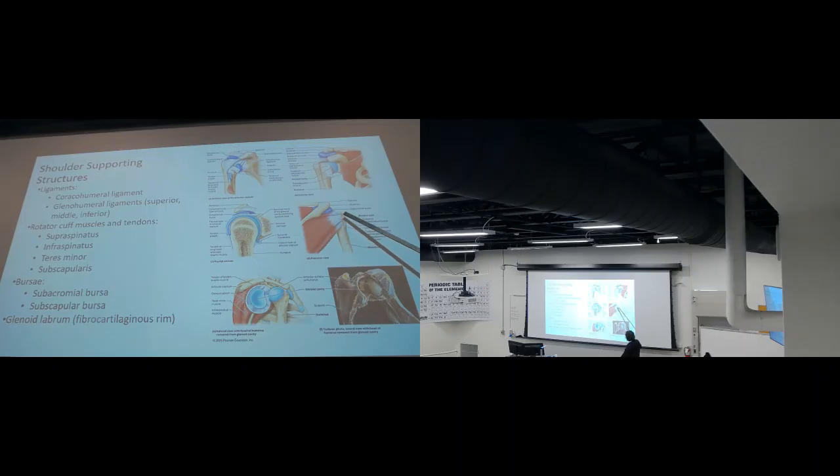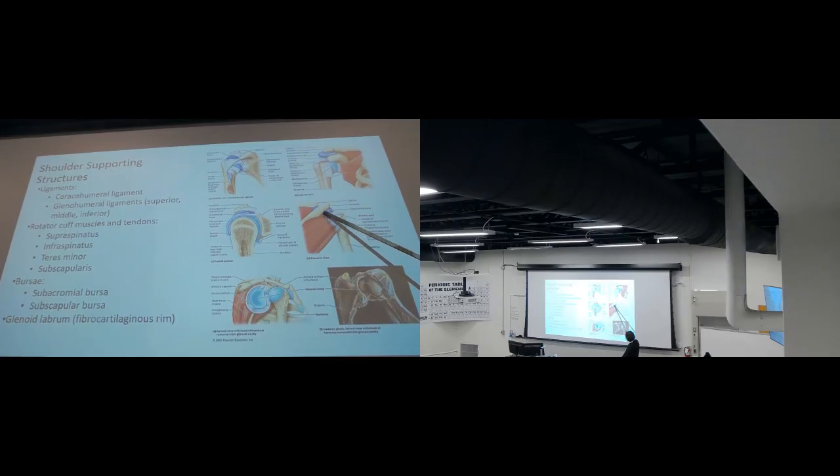And then here is the posterior view. What muscles do we have that help to stabilize this joint? So we have the supraspinatus, which is this, that connects into the tip of the greater tubercle. And then here we have the infraspinatus, and this is the teres minor. So they reinforce this articulation here inferiorly.